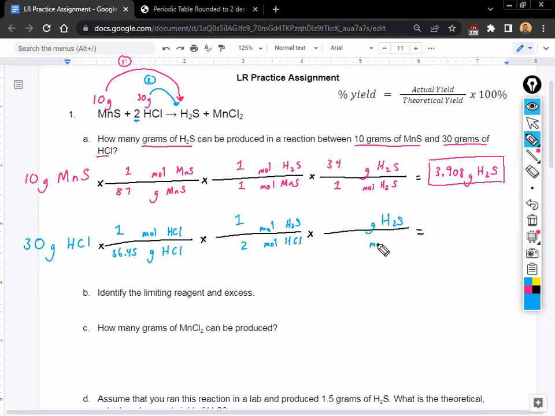Okay, and then lastly, we're going to put moles of H2S on the bottom. Now, if you notice, this fraction is exactly the same fraction as this one right here, so we can just copy it down exactly as is. 34 divided by 1. Okay, yeah, what's up?